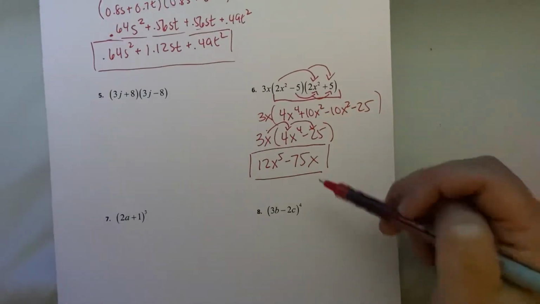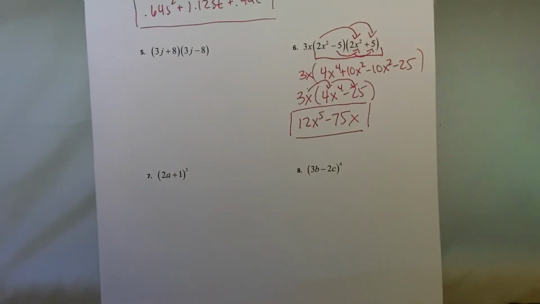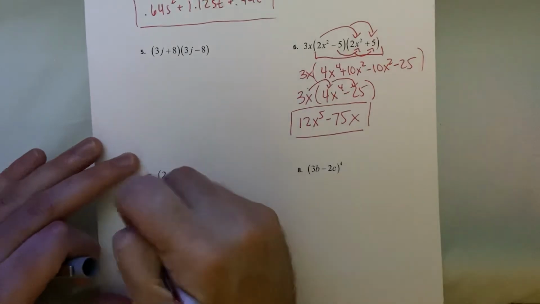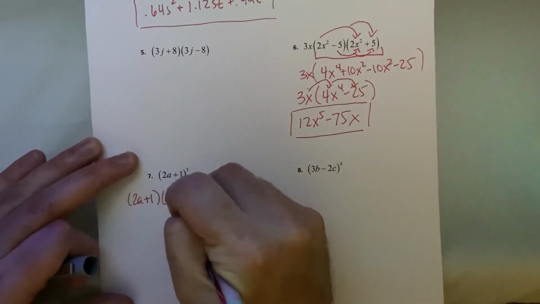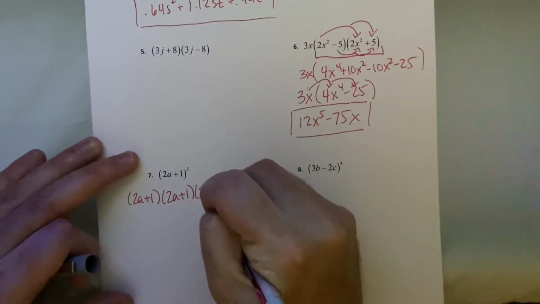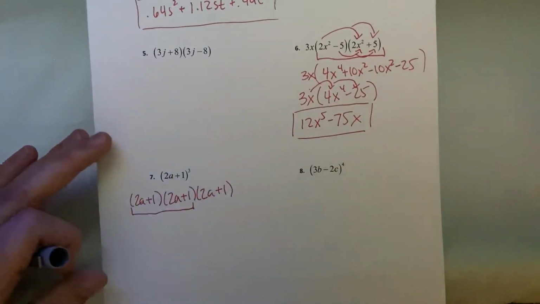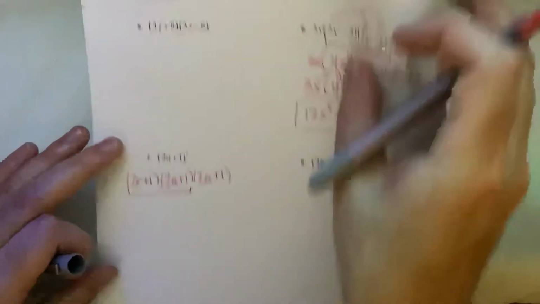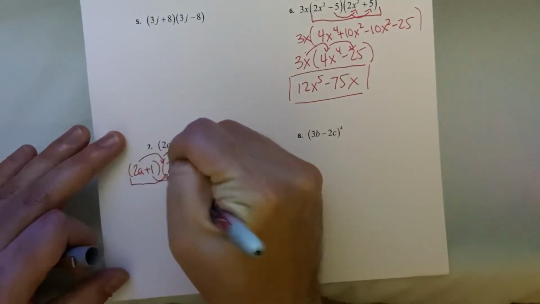And number 4 is very similar to this one. Lastly, we'll do 7. 8 is a little long. 7 is not so bad. This is 2a plus 1 cubed. That makes 2a plus 1 times 2a plus 1 times another 2a plus 1. So I'm going to start with just 2. 2a plus 1 times 2a plus 1. FOIL, or use the distributive property or box method.